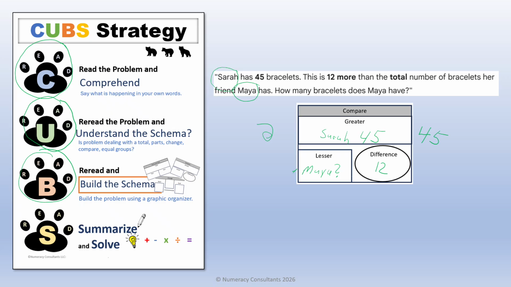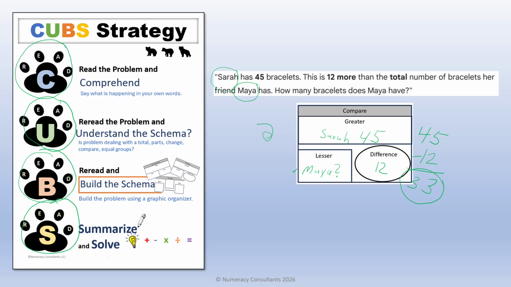So now we're going to solve. We have 45, and the difference was 12. So we have to say, okay, if Sarah has 12 more than Maya, Maya has 12 less than Sarah. So we built our schema. We have the 5 minus 2 equals 3, and then the 4 minus 1 is 3, and our answer would be 33.